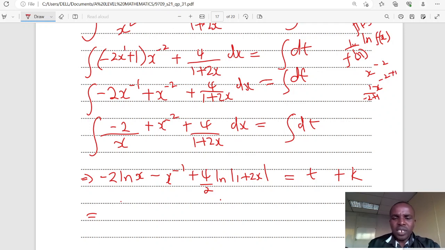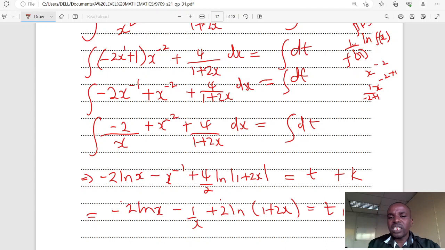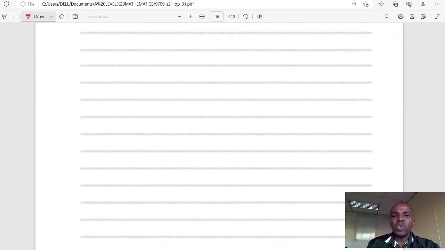The other part will be finished because my battery is a bit low now, it can switch off. So this part, what you have to do now is just simplify. Combine this: minus 2 ln x, then minus 1 over x, then plus 2 ln 1 plus 2x, equals t plus a constant k. Then what you have to do now is find the value of the constant k. How do you find k?